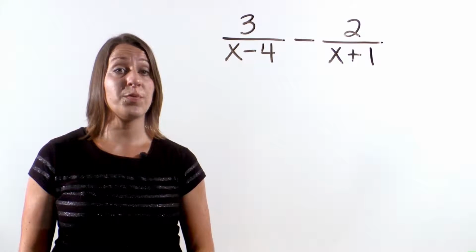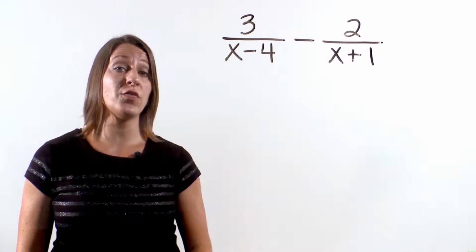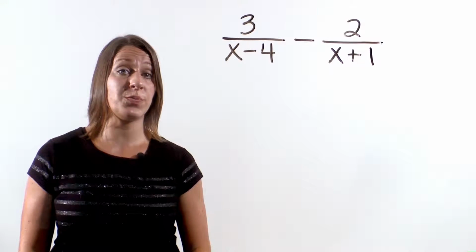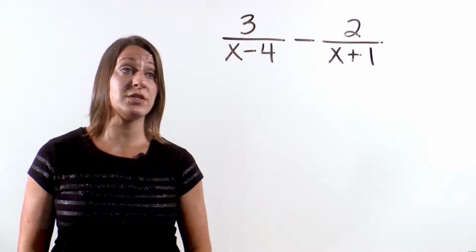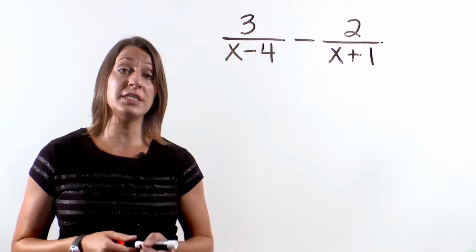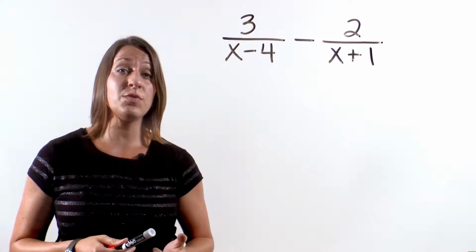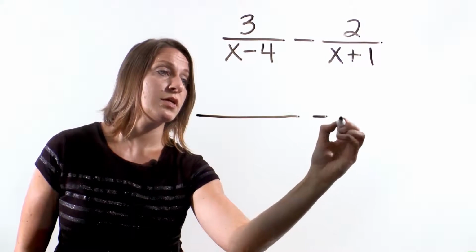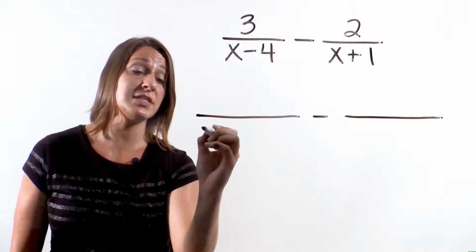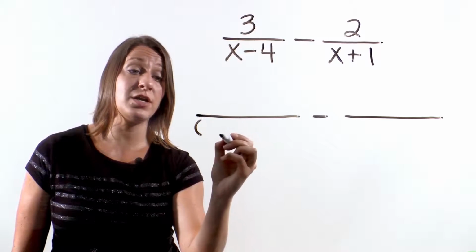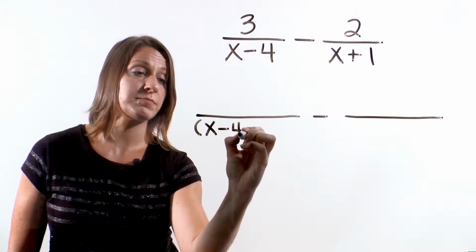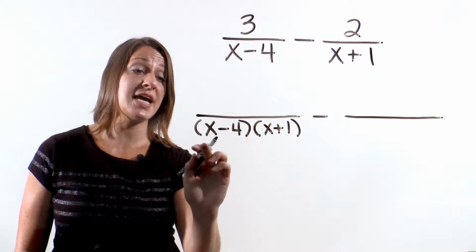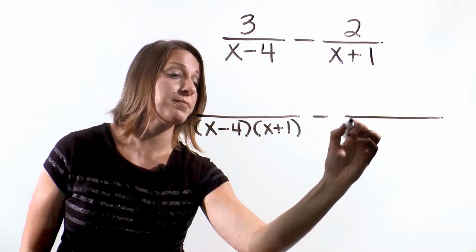Okay, let's solve one more problem. Let's look at 3 over x minus 4 minus 2 over x plus 1. Notice the denominators this time are binomials. So the easiest way to find common denominators is to multiply these binomials together. So when we rewrite the problem, our common denominator, we'll put both of these binomials in a set of parentheses. So our common denominator is x minus 4 times x plus 1.